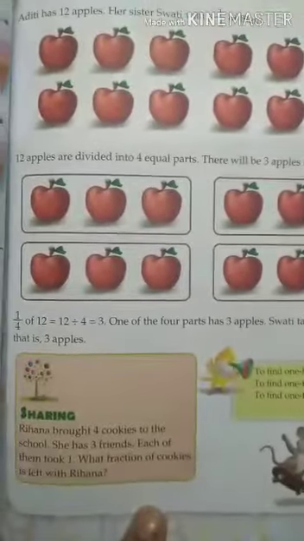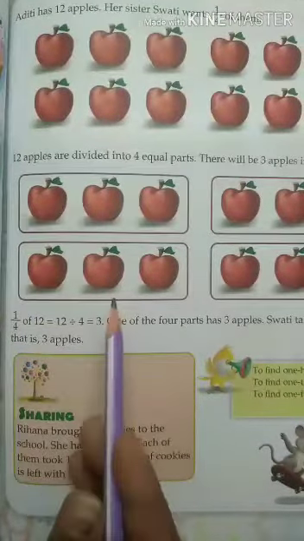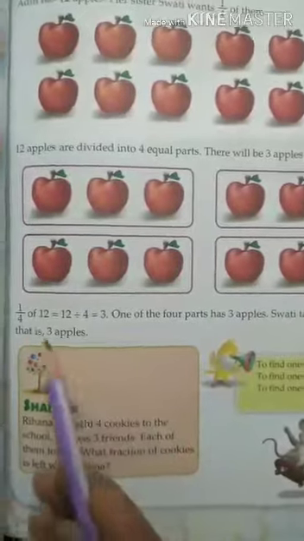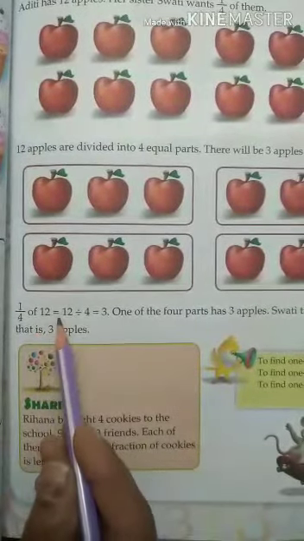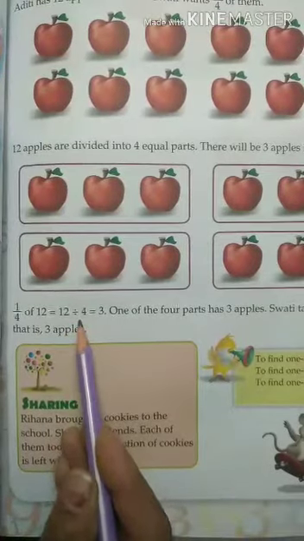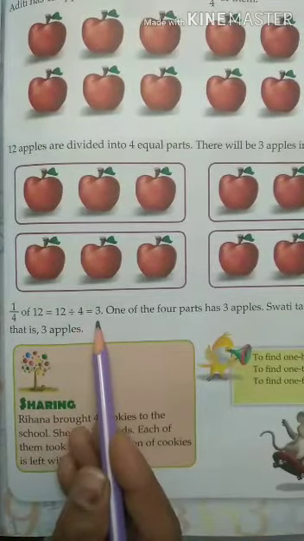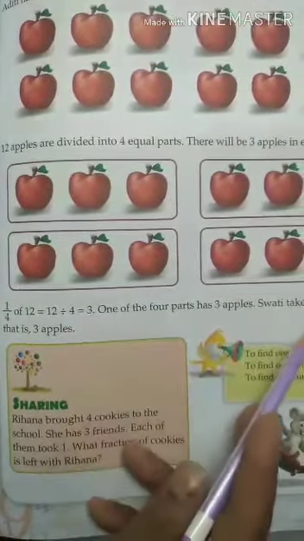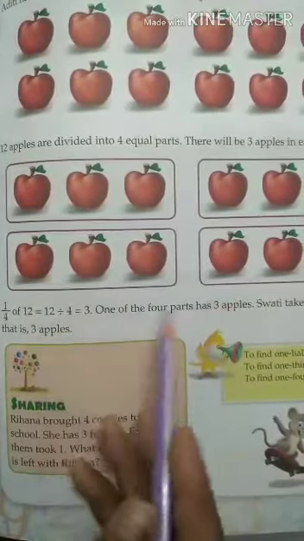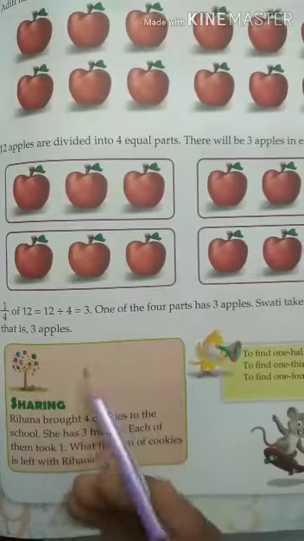Here is 1/4 part. For apples, 1/4 is given. You have to make 4 groups, which means 1/4. 1/4 of 12: then 12 you have to divide by 4, which is equal to 3. It means 1/4 of 12 is 3 apples in each of the 4 groups.